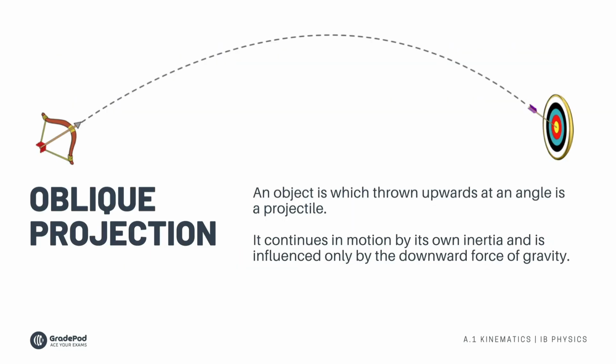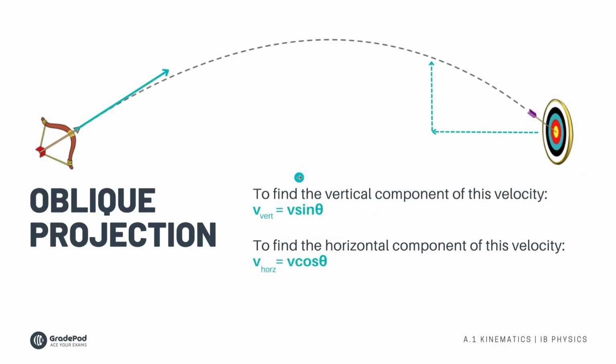I mentioned different types of projectile motion. When an object's trajectory looks like this it is called oblique projection. It's when an object is thrown upwards at an angle. To find the vertical component of velocity for an object in oblique projection, and to find the horizontal component, we use these two little formulae. V equals V sine theta for vertical and V equals V cos theta for horizontal.